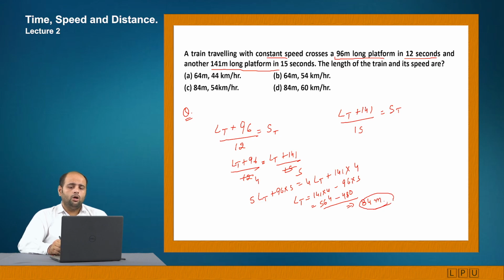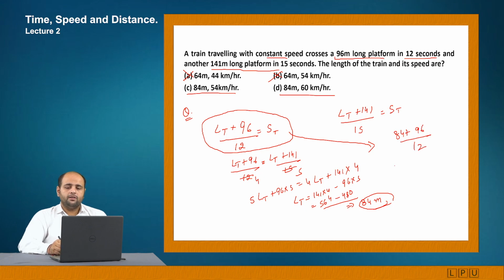Okay, so what are the options we are having? So if you want to go by the options, option A is neglected, option B is neglected. Now we have been left with option C and option D. Okay, so for that we have to find out the speed. So just put in any equation. I am putting in the 1. So after putting the value in 1, it will be 84 plus 96 divided by 12. So it will be 180 upon 12.